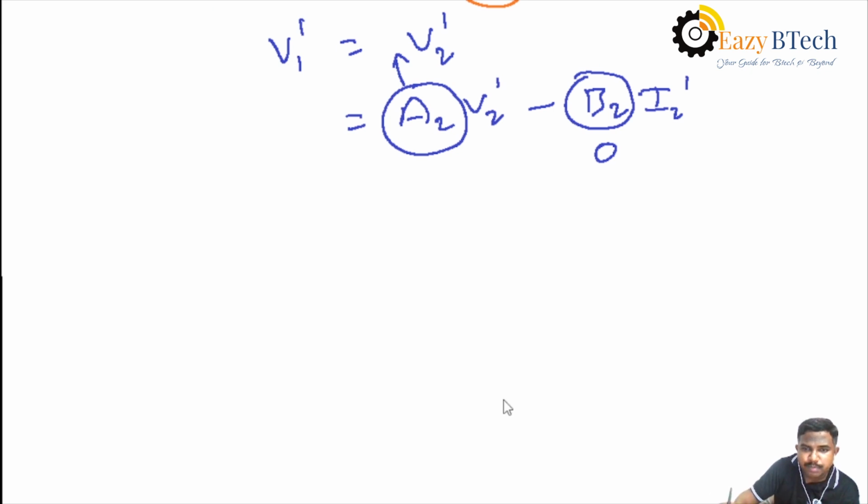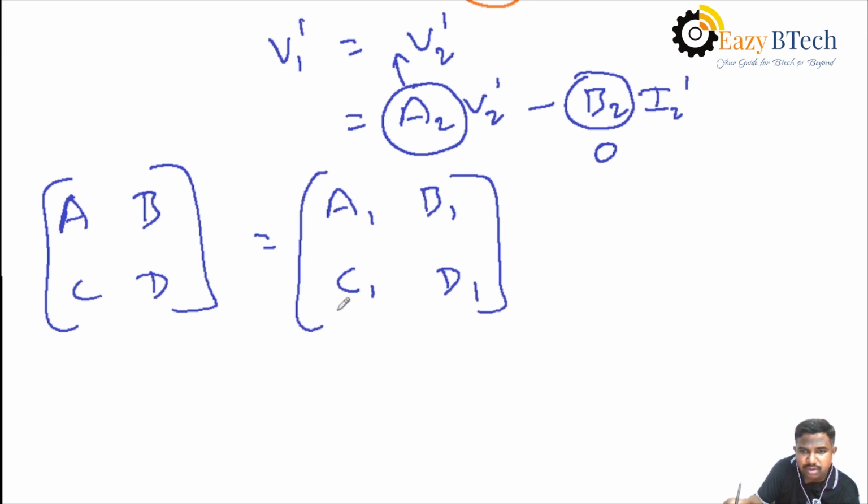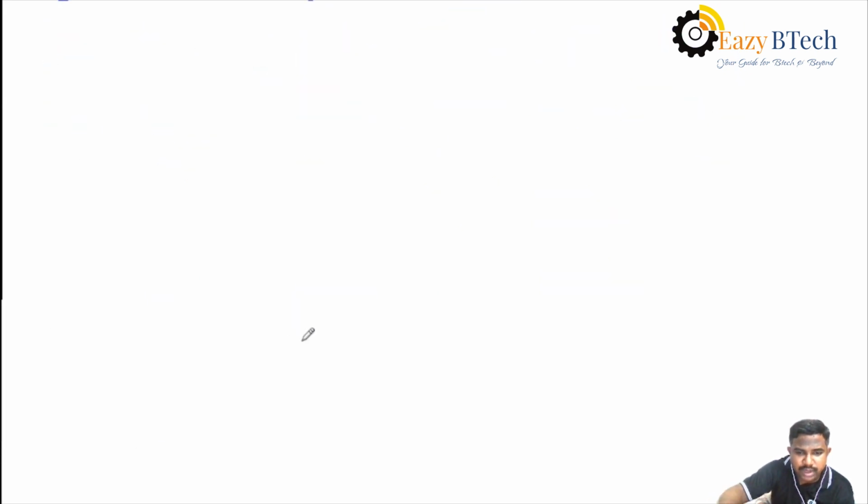Therefore, the complete ABCD parameters of the interconnected, that is cascade connected two networks, is nothing but the multiplication of ABCD parameters of the individual networks, that is A1, B1, C1, D1 into A2, B2, C2, D2. We know all values are found out already.